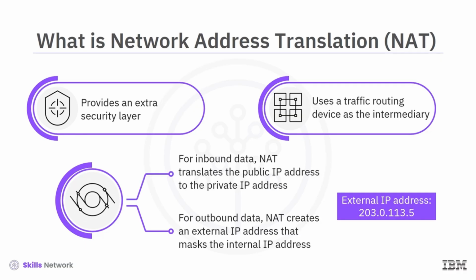NAT translates the public IP address back to the private IP address for inbound data, ensuring that the data reaches the correct device within the local network.